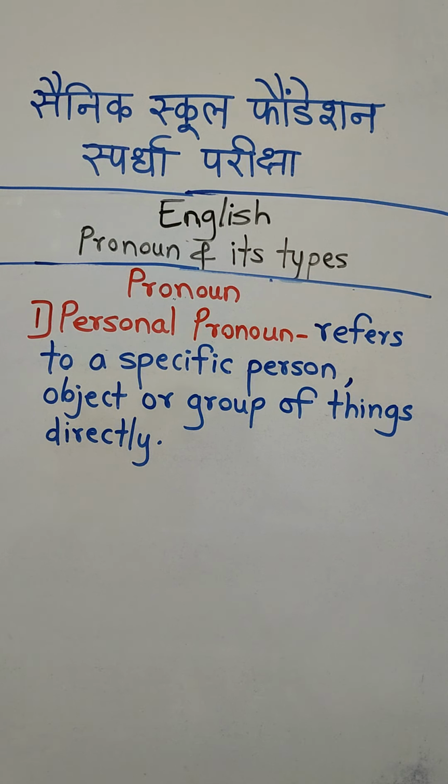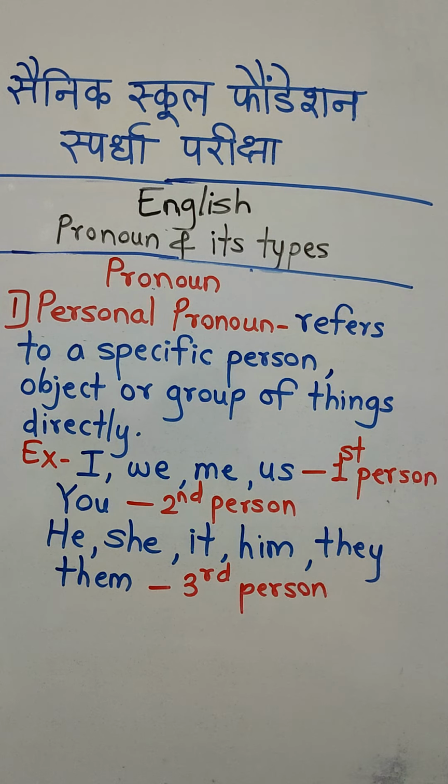So here personal pronoun refers to a specific person or object or a group of things directly. That means whenever we want to talk about any person or a thing, we will use the pronouns, they are called as personal pronouns. For example, we will see I, we, me, us. These are the words for first person. What is first person? The person who is speaking about himself, then he will use the pronouns that is I, we, me, us for him. So all these pronouns we are using for first person.